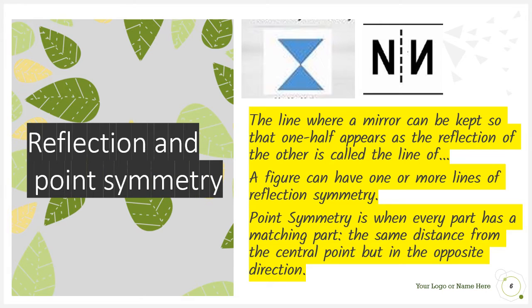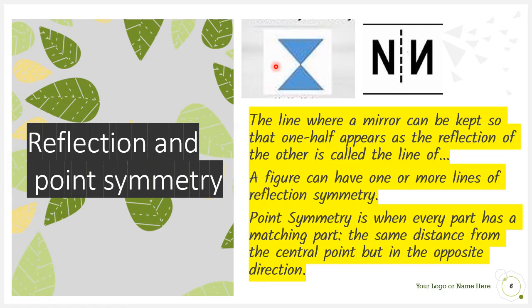Reflection and point symmetry. The line where a mirror can be kept so that one half appears as the reflection of the other is called the line of symmetry. Now in this figure, this is the mirror line, this is the original figure, and this is the mirror image. A figure can have one or more lines of reflection symmetry. Point symmetry is when every part has a matching part the same distance from the center point but in the opposite direction.